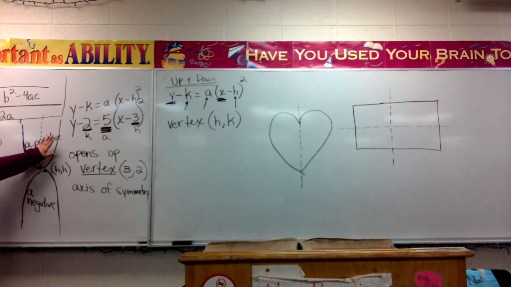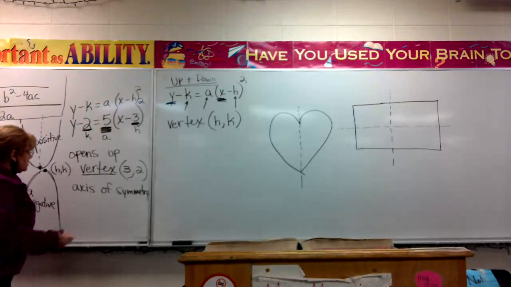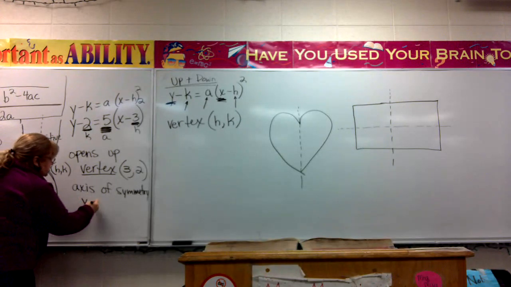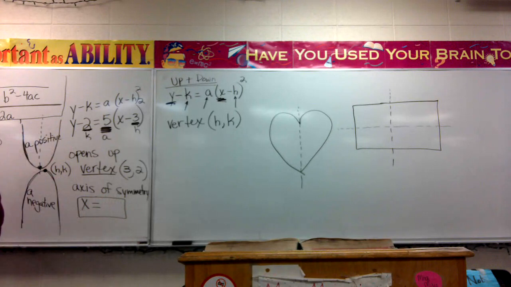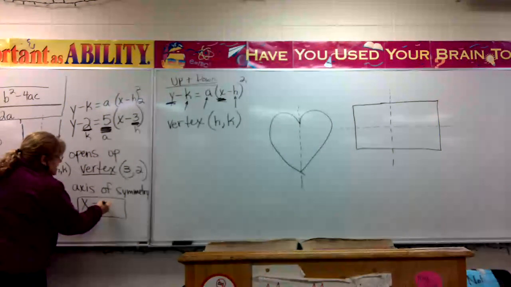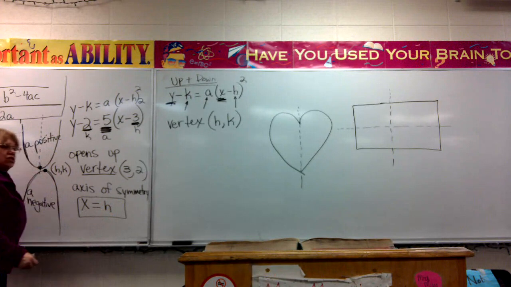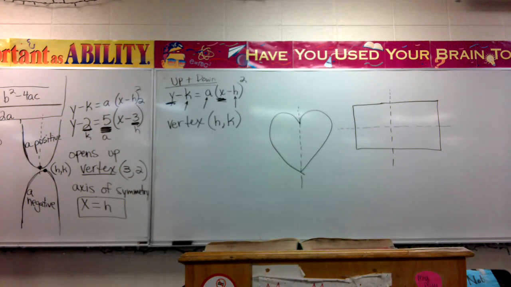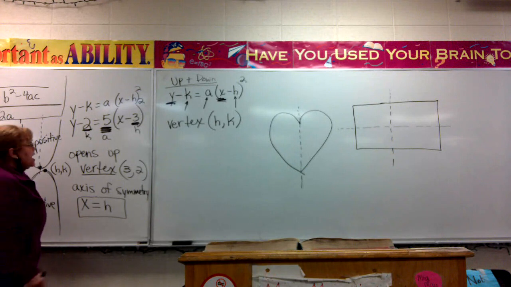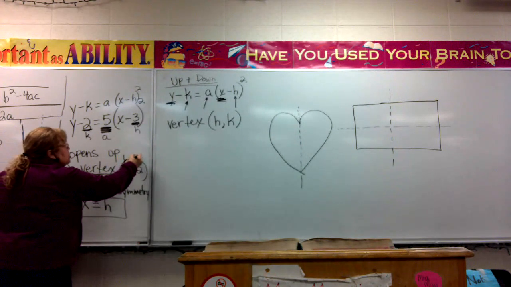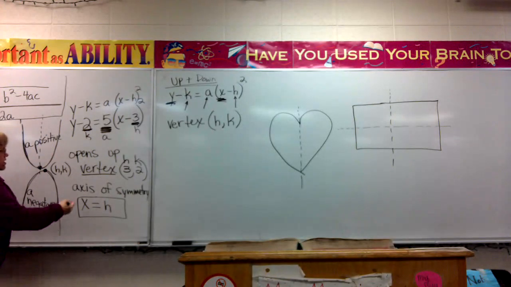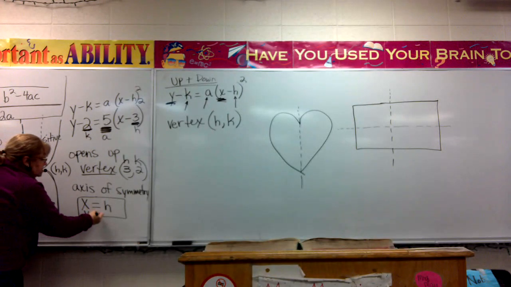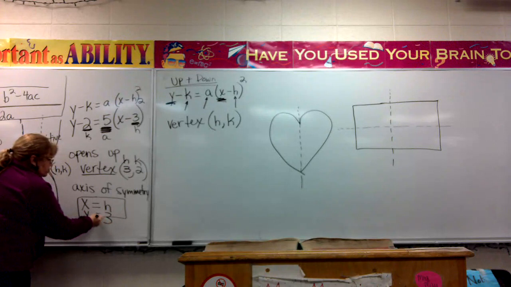It's a line at x equals some number. It says over there, it's a line at x equals h. X equals h, but what was h again? H is the first coordinate of the vertex. So the axis of symmetry is just a line at x equals 3.